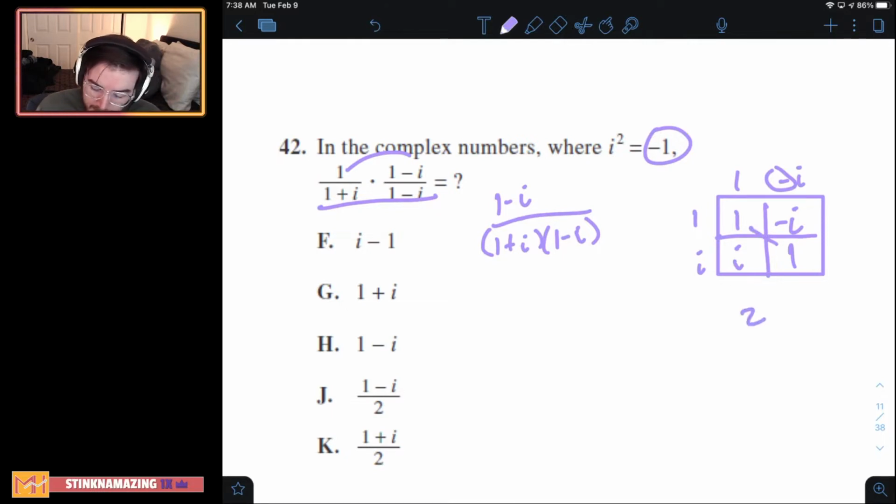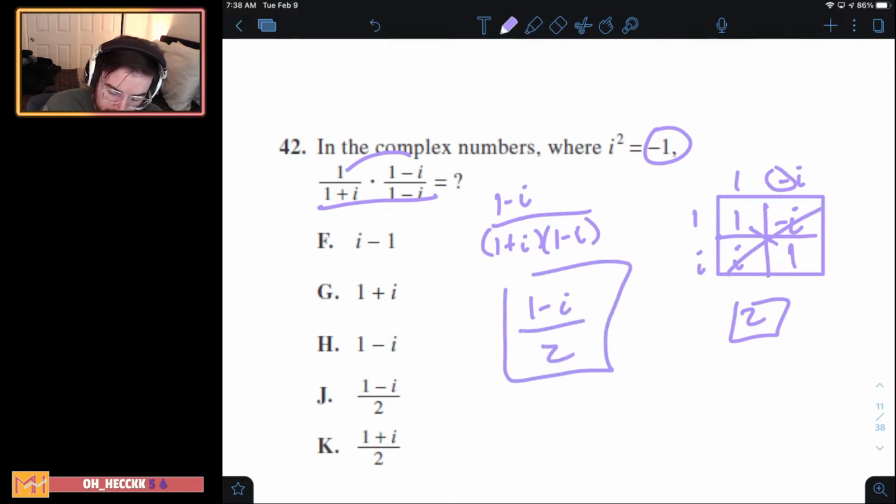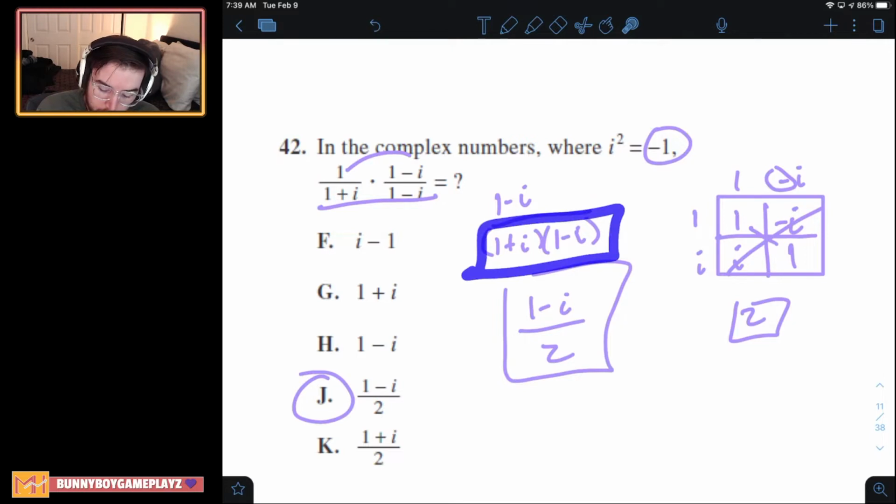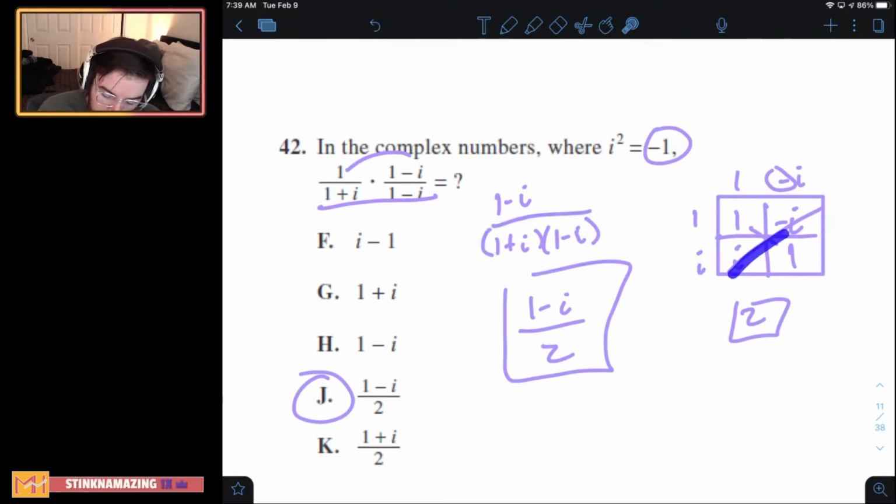And i minus i actually cancels out, so we're just left with 2. 1 minus i over 2, option J. So we have to remember how to use our box method, and the way those cancel out is real pretty.